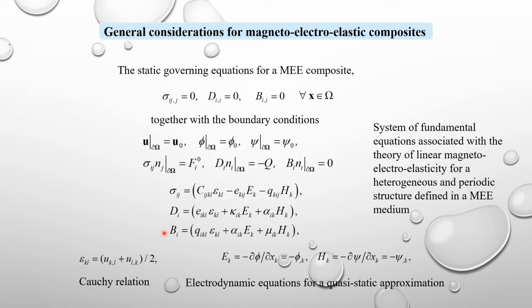are related with strain, electric field, and magnetic field through the material elastic stiffness, piezoelectric, piezomagnetic, dielectric permittivity, magnetoelectric coupling, and magnetic permeability properties. These equations represent the fundamental problem associated with the linear theory of the magnetoelectroelasticity for a heterogeneous media. Also, the Cauchy relation and the electrodynamical equation for a quasi-static approximation are satisfied.